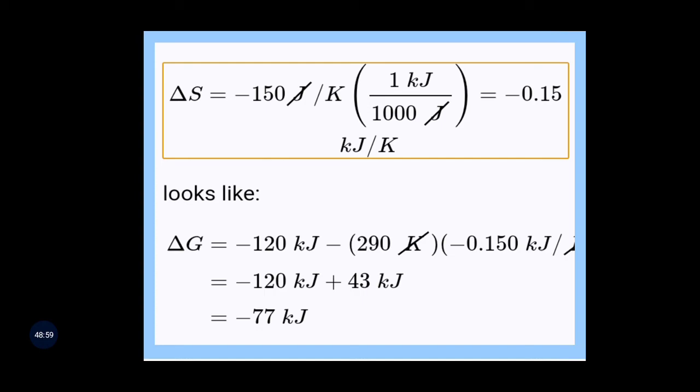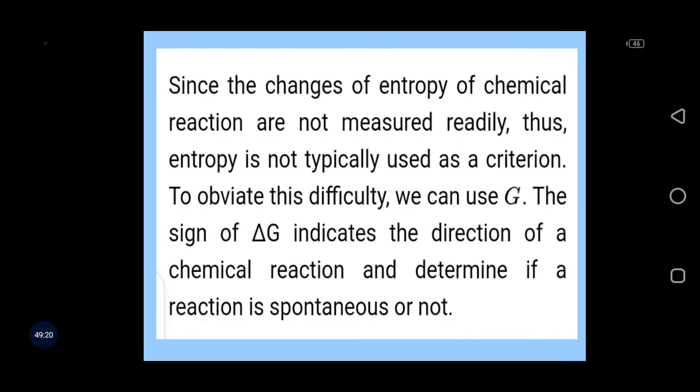So I can now slot the value into the formula of Gibbs free energy, and that gives our Gibbs free energy to be negative, minus 77 kilojoule. Okay, that is one example. Study the example, it is very simple.